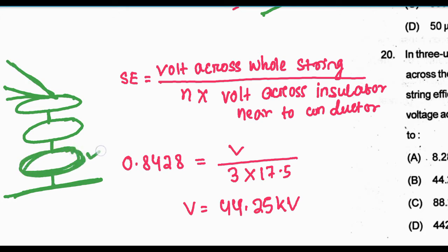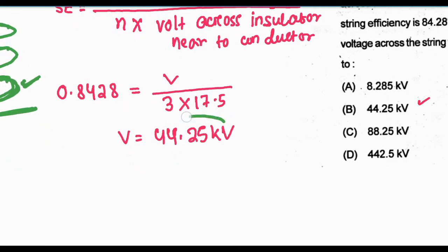The voltage across the lowest insulator, the one nearest to the conductor, is given, and the string efficiency is given. What is the string efficiency formula? Voltage across the whole string divided by N, the number of units, into the voltage across the insulator nearest to the conductor. Here the string efficiency is 84.28%, so 0.8428 equals V by 3 into 17.5. V is the multiplication of 0.8428 into 3 into 17.5, and we get 44.25. That means option B is the correct answer.